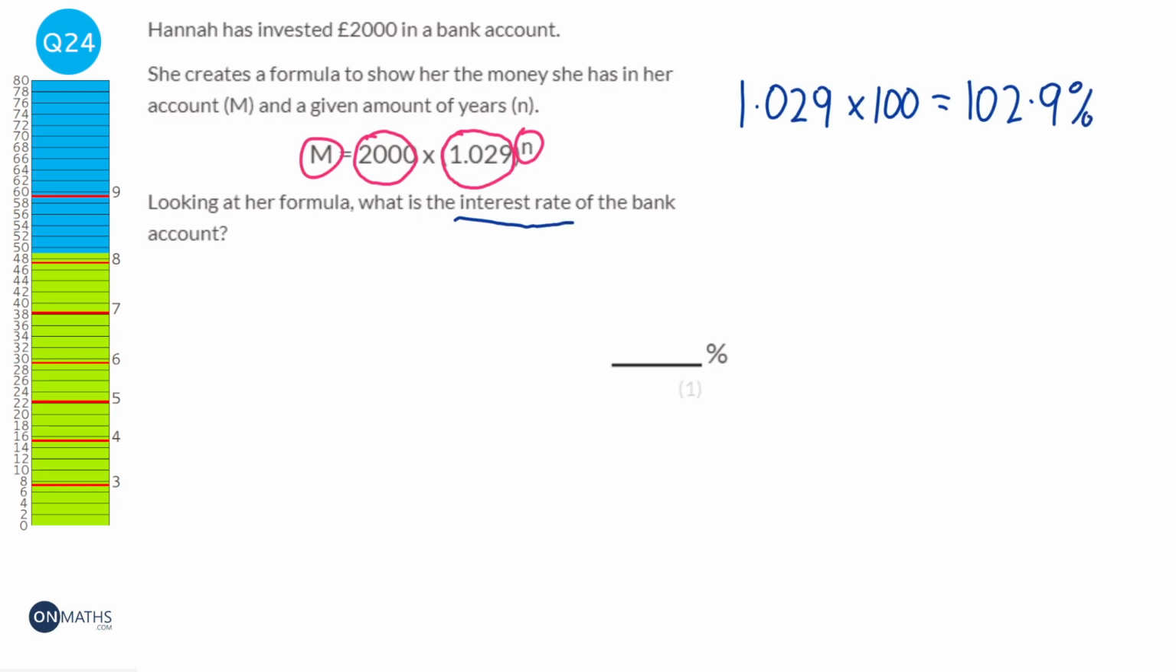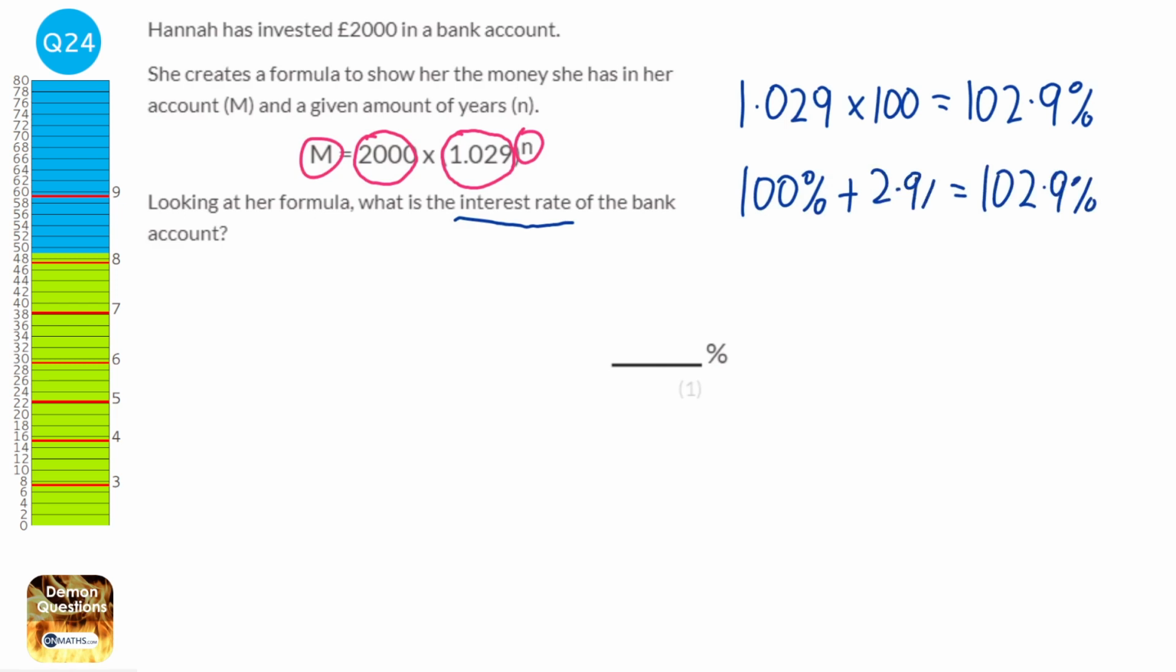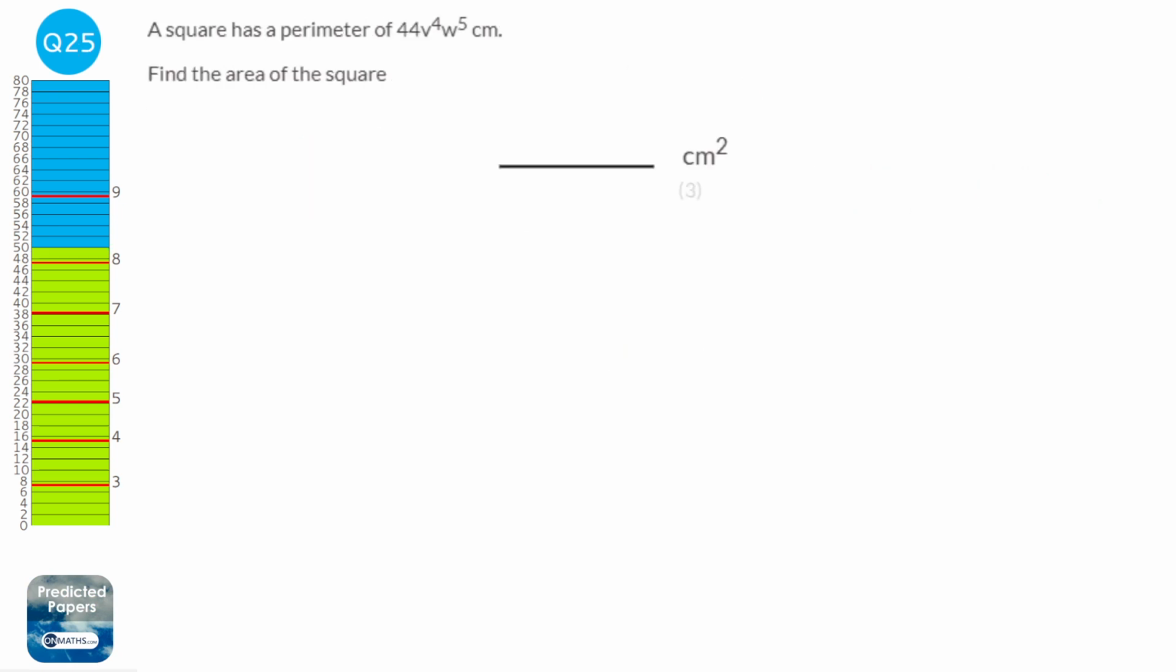Well, the interest rate is always going to be 100%. Well, this 102.9% is 100% plus the interest rate, which will equal the 102.9%. So the interest rate is going to be the 2.9%. You always start off with 100%. So if I put £5 into my bank, I've got 100% of that £5, and then the interest rate is on top of that 100%. So our answer here will be 2.9%.